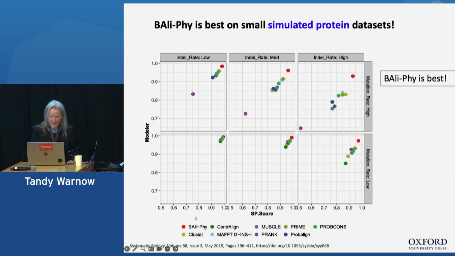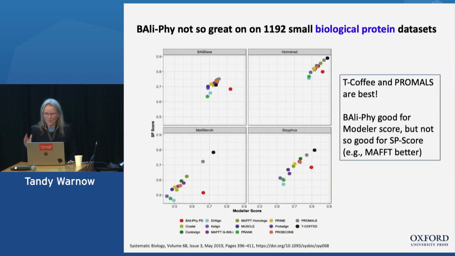Now, Bellify is in red. It's being compared to Clustal, Contraline, MAFFT, Muscle, Prank, Prime, ProAlign, and PropCons. Very, very good protein alignment methods. Bellify is in red. It's always the best, okay? That's the main thing. Not what's bad, just Bellify is the best, yes? Everyone says Bellify is best? Yes? Okay.